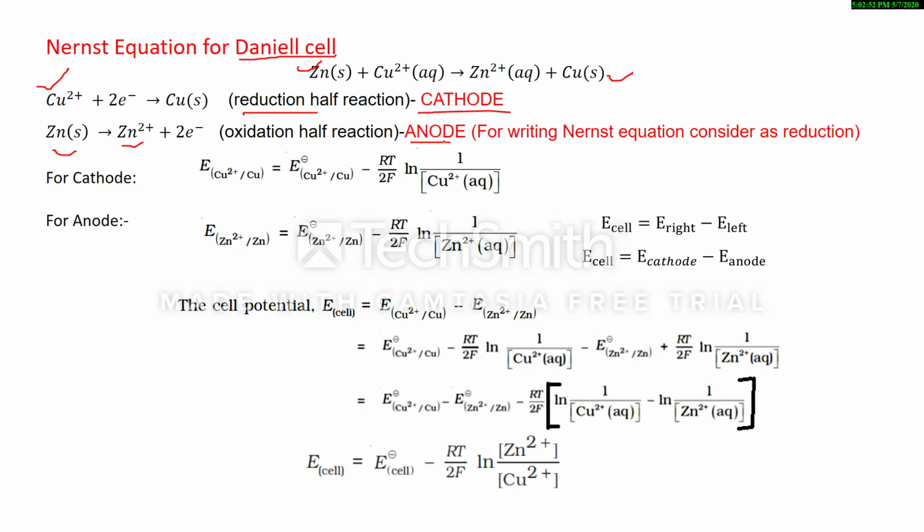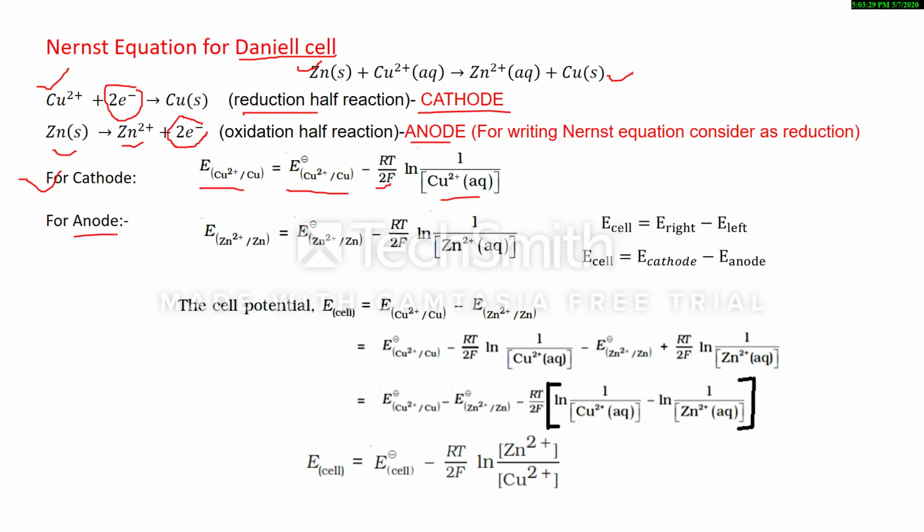Now we'll write the Nernst equation for each electrode, first for the cathode. This is the electrode potential of the copper electrode at any concentration. This is the standard electrode potential of copper minus RT divided by 2F. Why is this 2? Because in this reaction 2 electrons are taken by the Cu2+ ion and 2 electrons are lost by the zinc. That's why we take 2 as the number of electrons. And this is ln 1 by the concentration of copper ion. This is for the copper electrode.